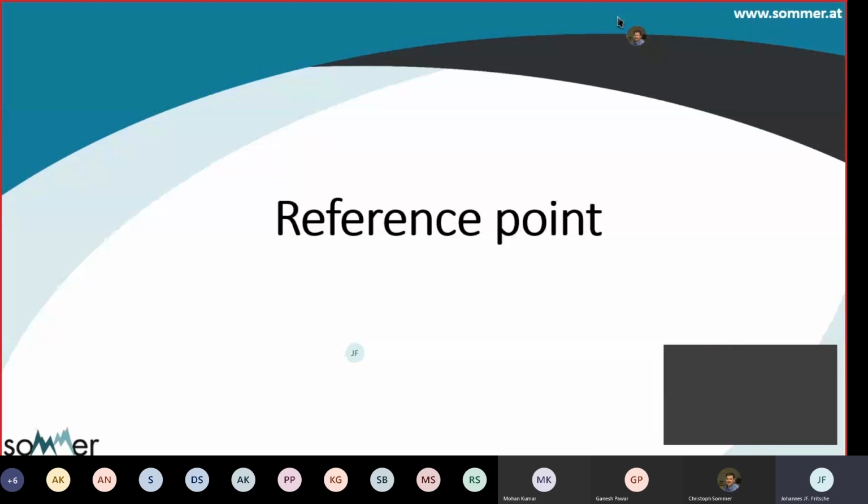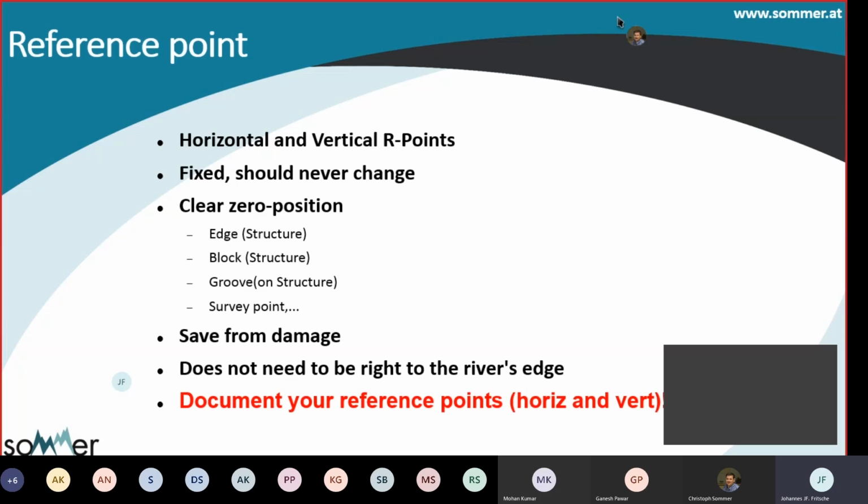And yeah, I have mentioned before that we need a reference point. When we go out into the field and do a river survey, we need to know from which point we do our measurements. Because it can happen that you have to go out again after a flood or after an erosion event, that you have to redo your cross-sectional profile.